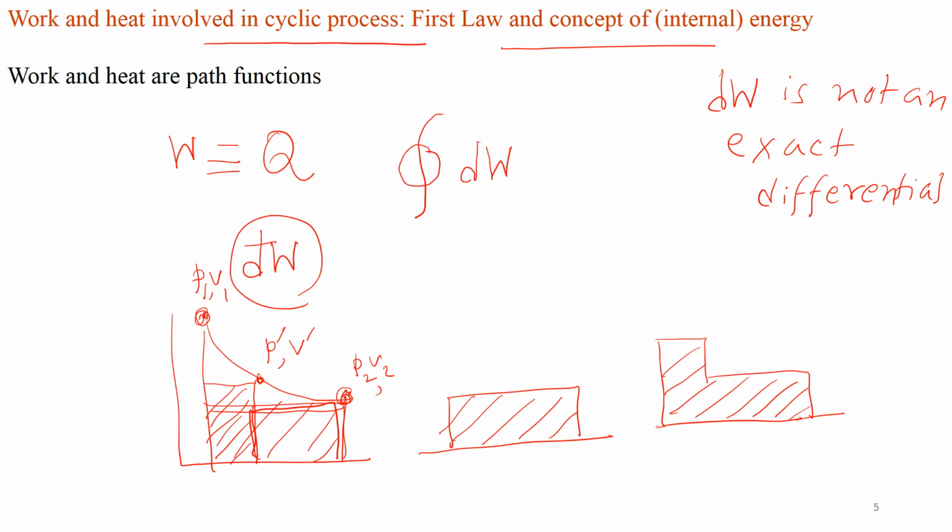Some textbooks write it as del W. So, whenever we write this cross, it means that this differential is not an exact differential. Similarly, the heat withdrawn will also be an inexact differential because work is just converted into heat. So, if work depends on path, the heat will also depend on path.